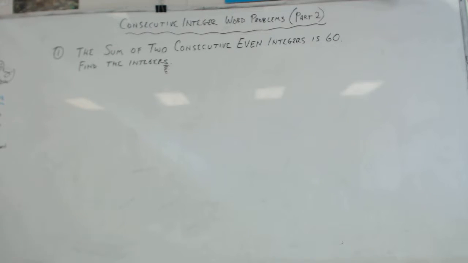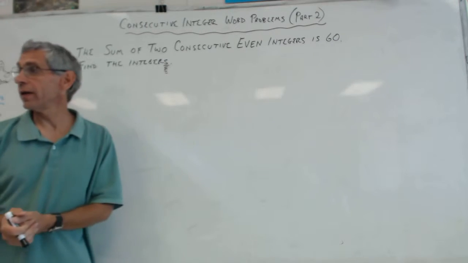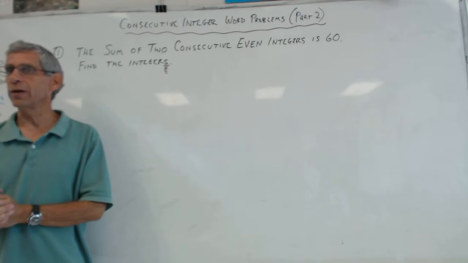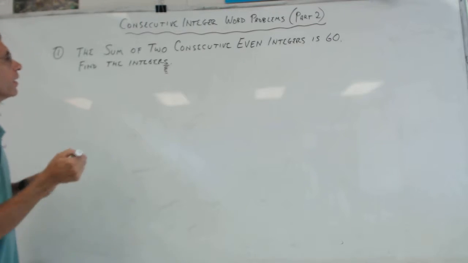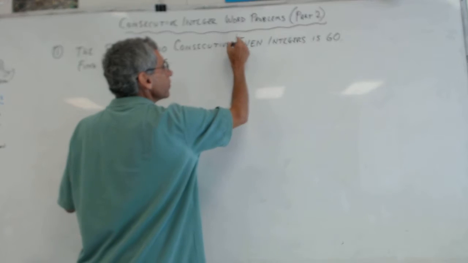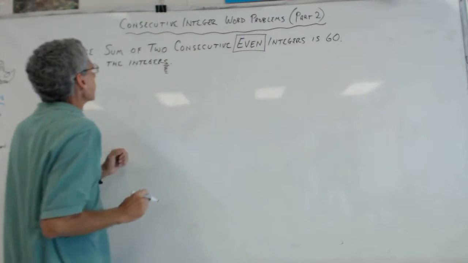That's what Skylar did yesterday, right? It's very similar, right? There's a little difference though. What's the big difference? Even. That even word, that's the big difference, right? The sum of 2 consecutive even integers is 60.